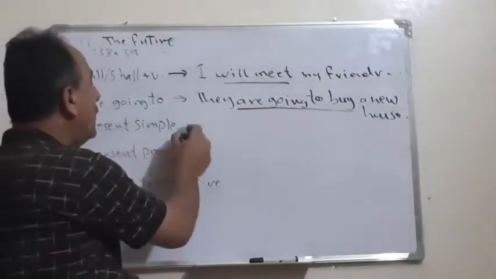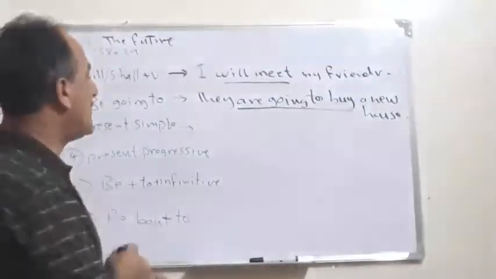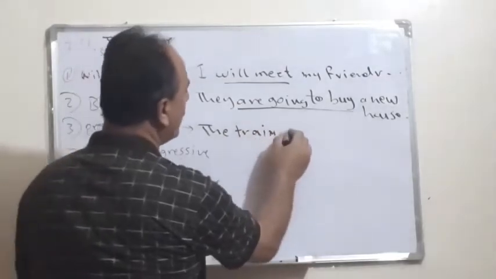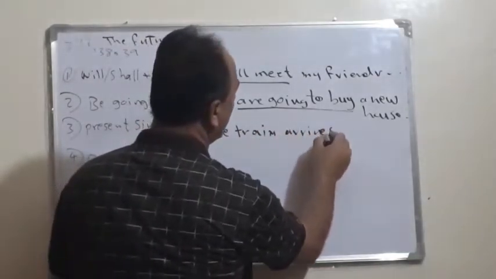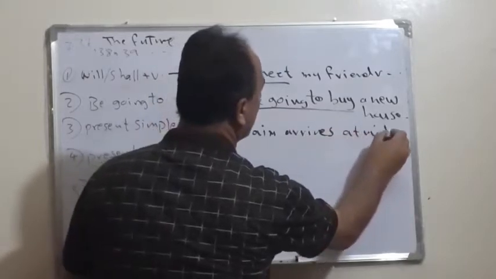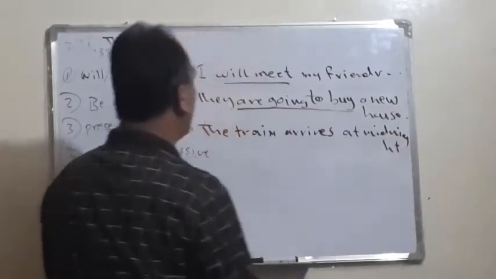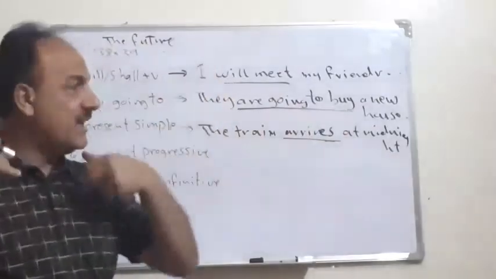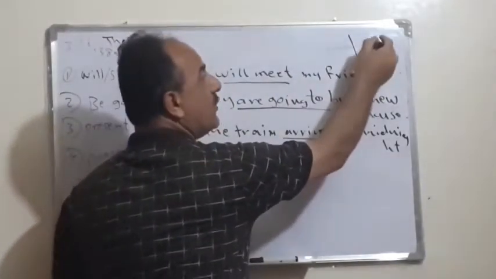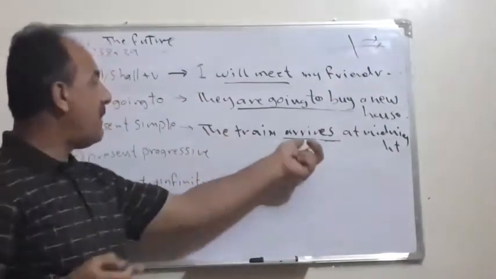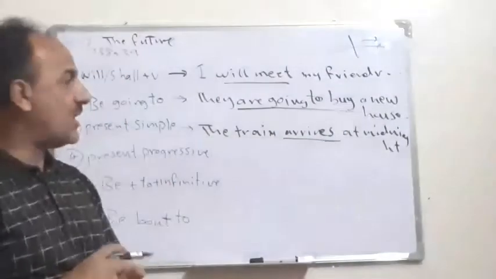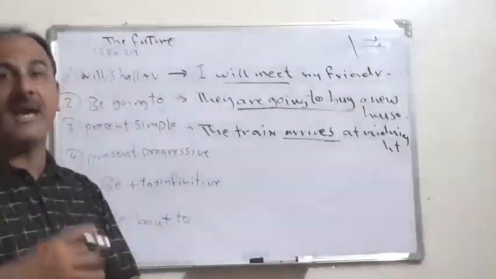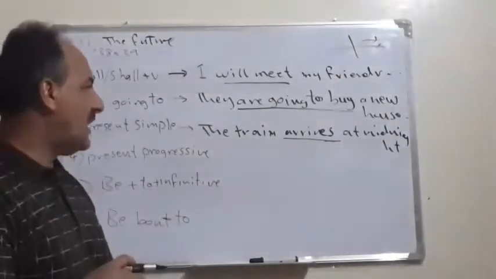Then it is possible to use the present simple for the future. For example, we can say the train arrives at midnight. The train arrives is the present simple, but because midnight is still in the future, it is possible to use the present simple for the future. And mostly here, it is important to add an adverb to show that the time is still not coming.